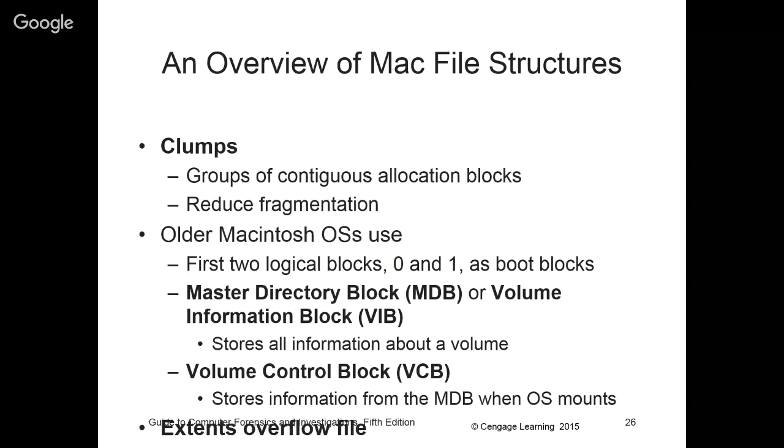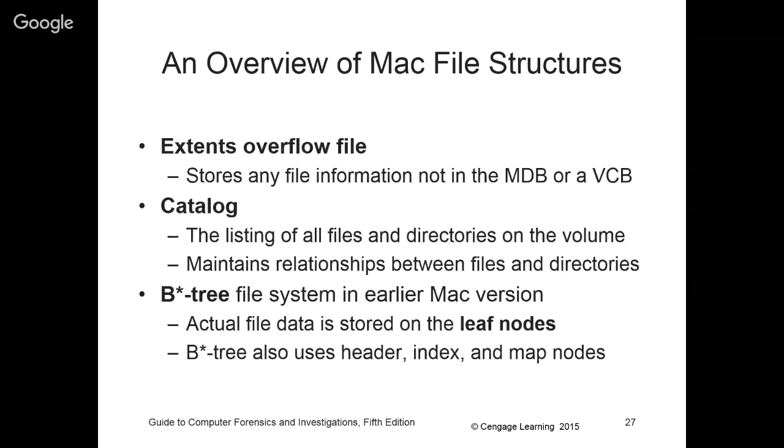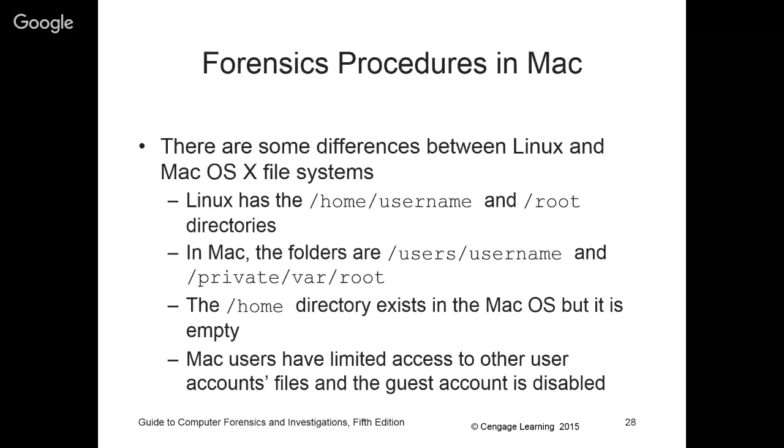Master directory block and volume information block store all information about a block, and the volume control block stores information about the master directory block when the operating system mounts. It extends the overflow file and stores any information not in the master block in the volume block. Catalog is a listing of all files and directories in the volumes and maintains relationships between files and directories. The B-star tree is an earlier Mac system where the actual file data is stored on leaf nodes. B-tree also uses header, index, and map nodes.